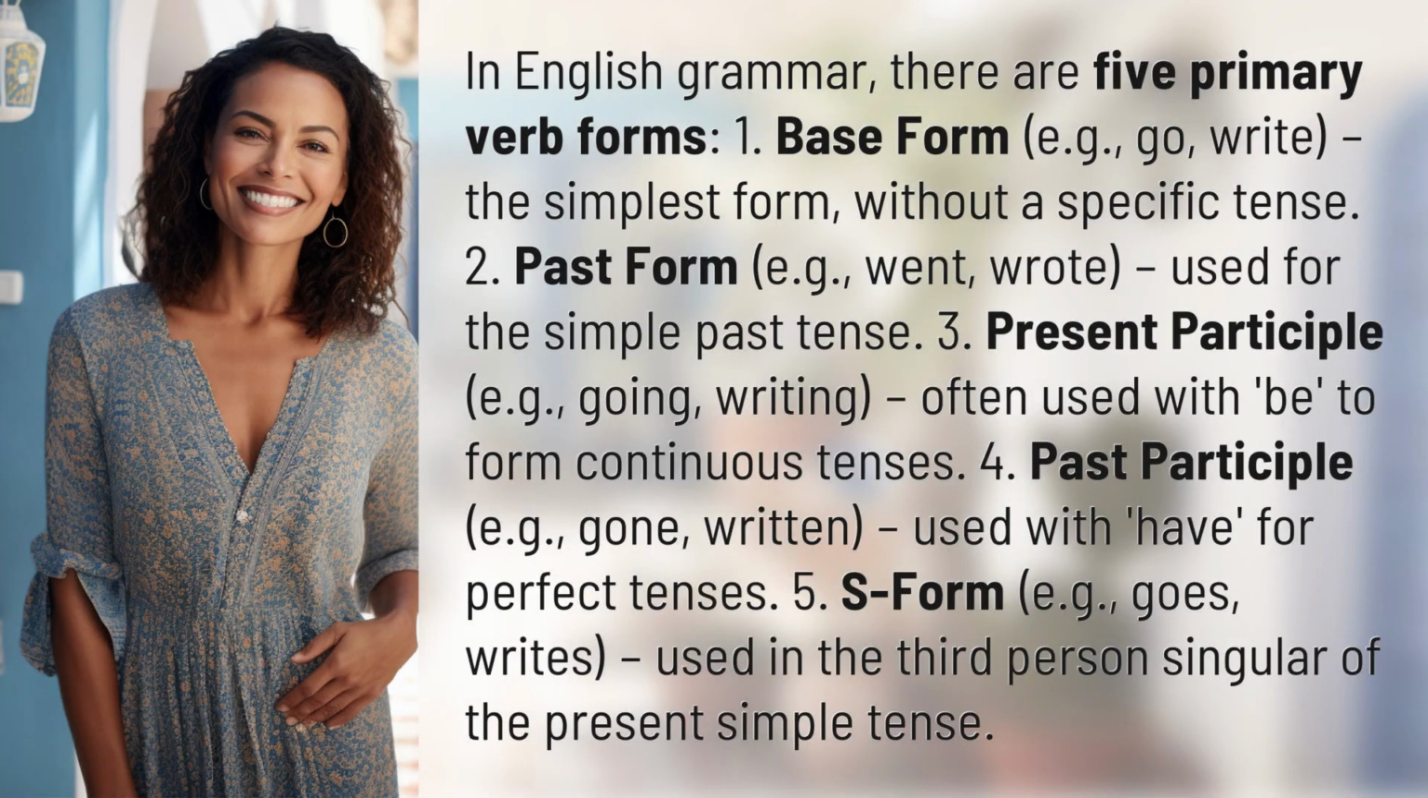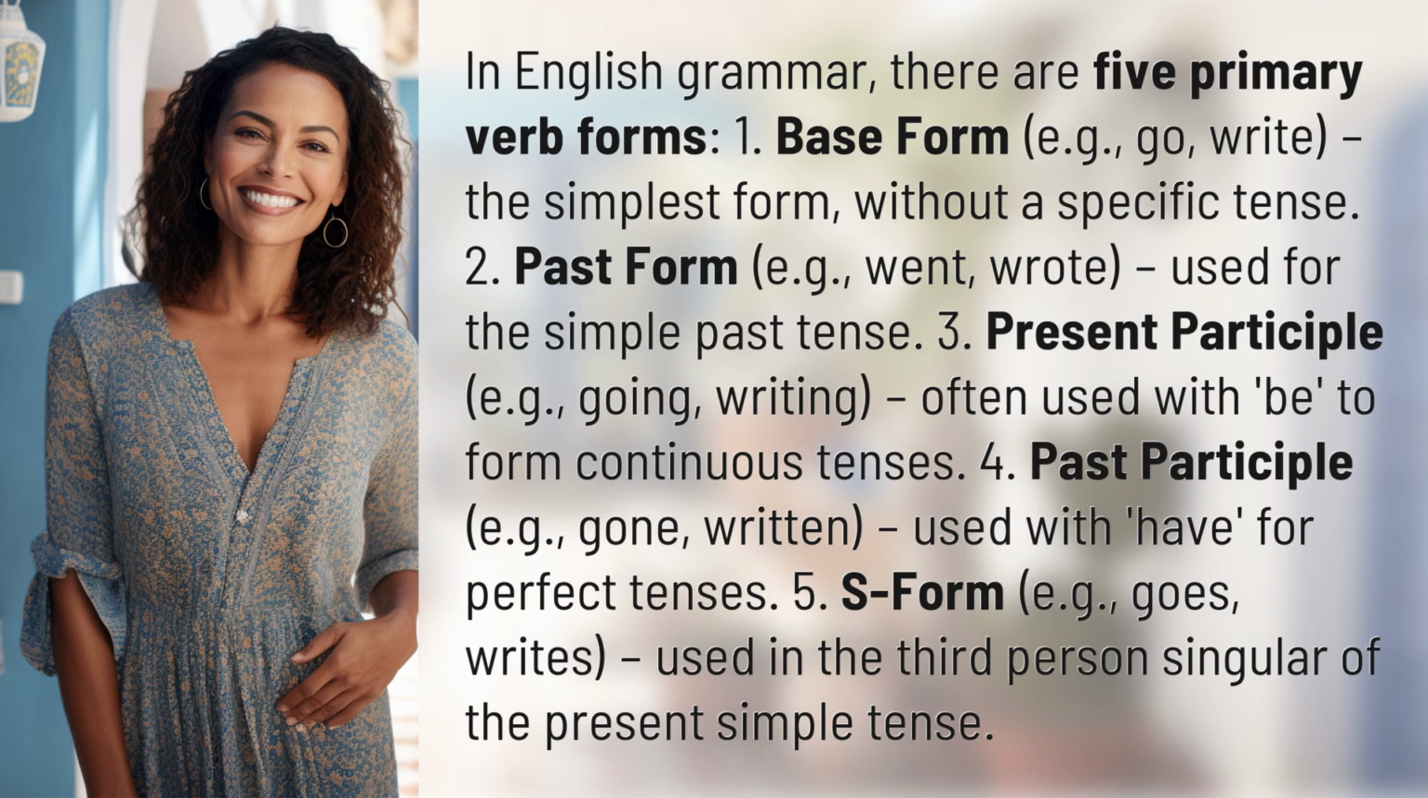In English grammar, there are 5 primary verb forms. 1. Base form, e.g., go, write, the simplest form, without a specific tense. 2. Past form, e.g., went, wrote, used for the simple past tense.